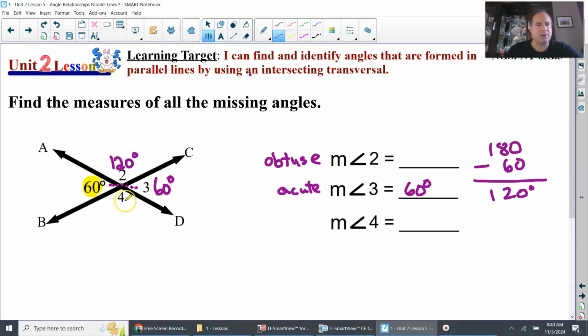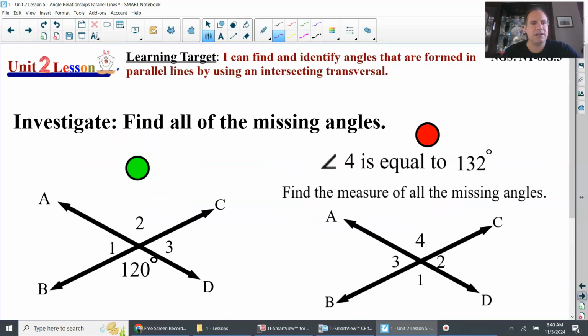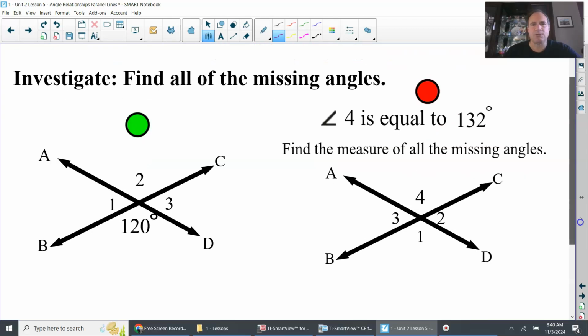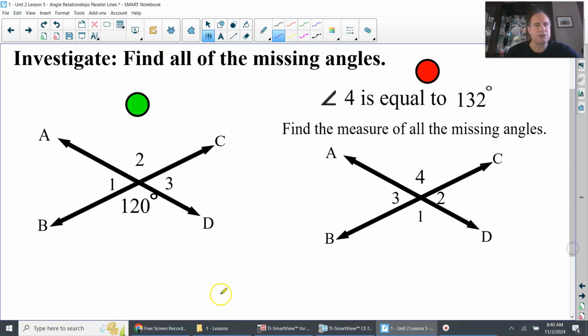So we have 120 for angle 2, and I'm going to put that directly in. If angle 2 is 120, look what's directly across from 2: it's 4. Those are vertical angles, 120 degrees. So I'm going to put 120 degrees here, and it should be, because that's an obtuse angle, a big angle, greater than 90. And this is 120 as well. And that's basically it. So just taking a look at these two questions, quickly find all the missing angles. And just remember, when you're finding the angles, put the angle measure right in the diagram.